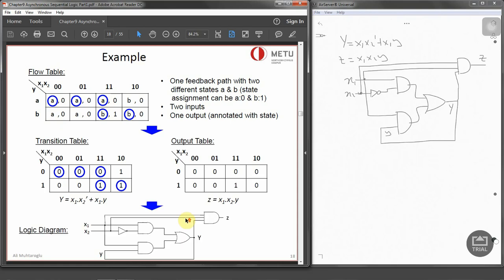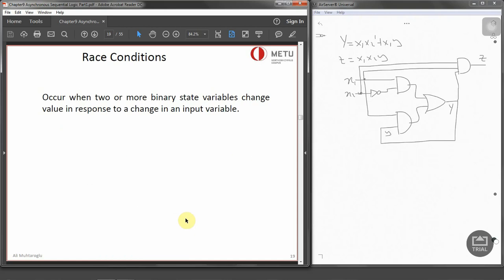The next thing that we are going to consider is race conditions. In asynchronous sequential circuits, we do have race conditions. A race condition is when two or more binary state variables change their values in response to a change in the input variable. This might be because of unequal delays. It encounters a race condition and may cause the state variables to change in an unpredictable manner.